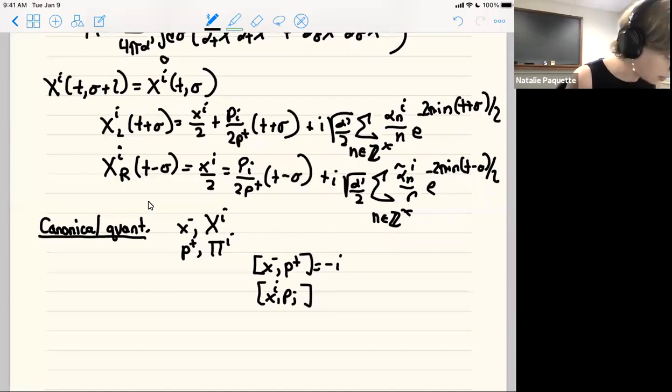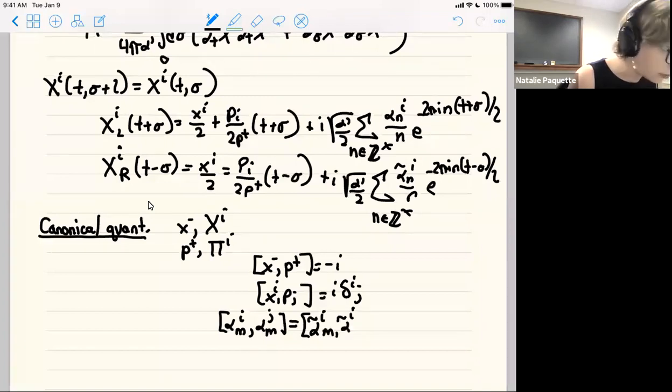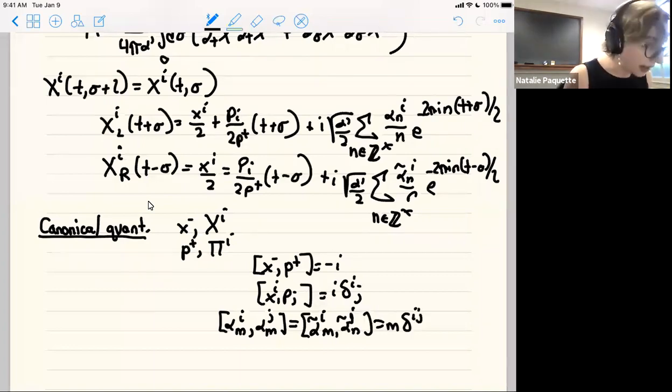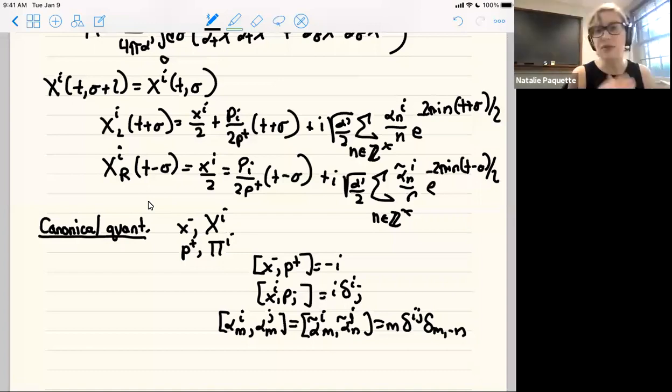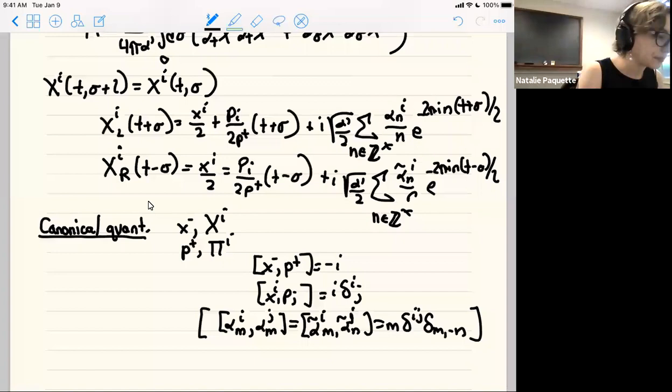So the center of mass degrees of freedom are completely standard. The left and right moving oscillators commute with each other, but have non-trivial commutation relations among themselves. And indeed, after you rescale these oscillators, you see that this is nothing but the same commutation relations you've seen for creation and annihilation operators in a harmonic oscillator. Good.